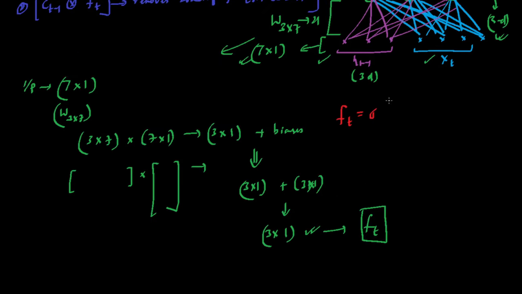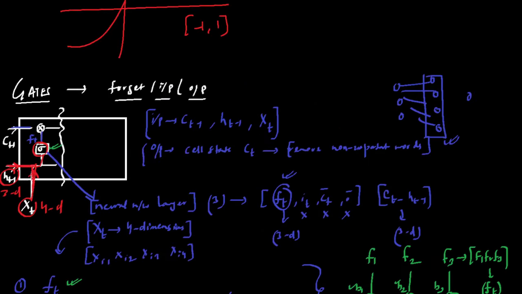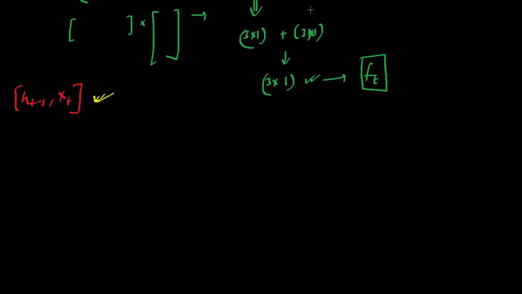ft is the sigmoid function of Wf, which is nothing but my 3 cross 7 part, multiplied with ht minus 1 comma x of t. Now, we basically write this way. What is this? ht minus 1 comma xt is nothing but this part. There is a concatenation happening here, right? ht minus 1 and x of t, this part. I'll do it in yellow. h of t minus 1 and x of t, they both are going towards this sigmoid function, right? This is denoted like this.